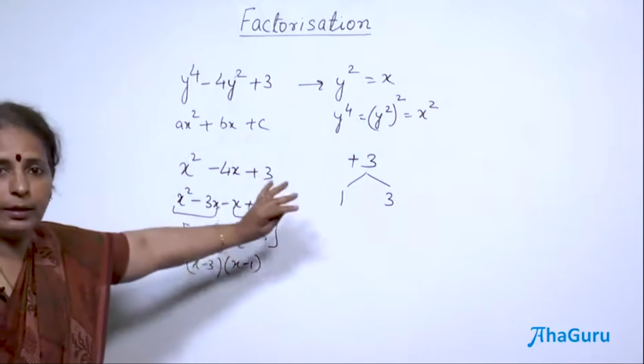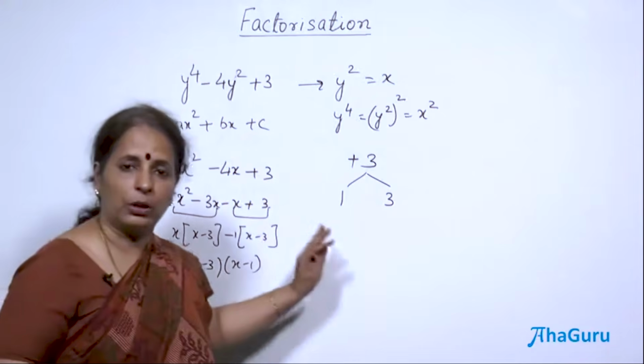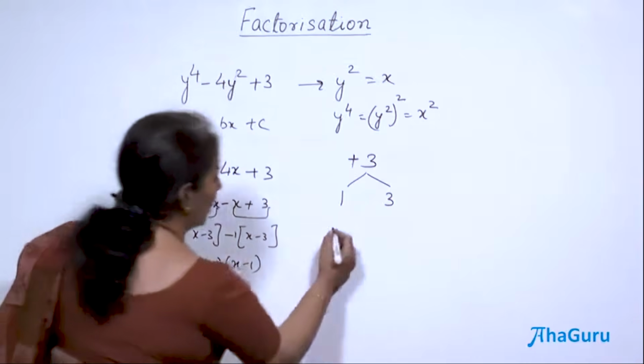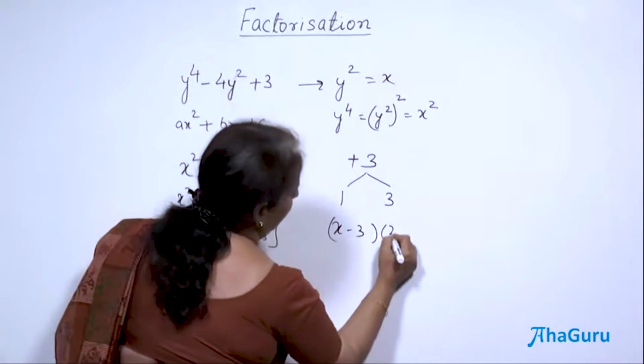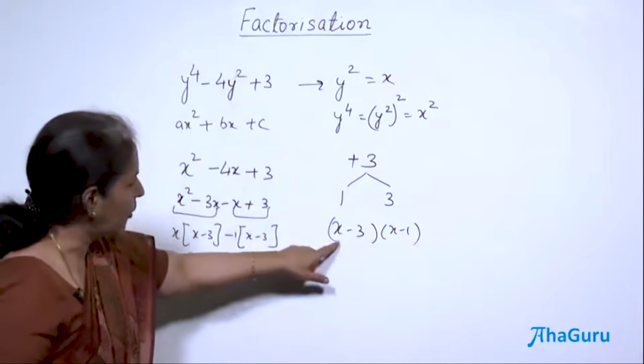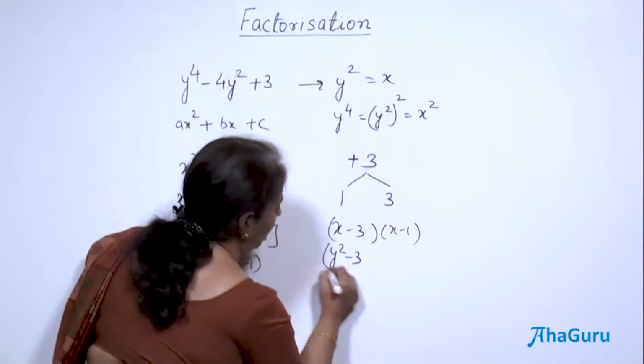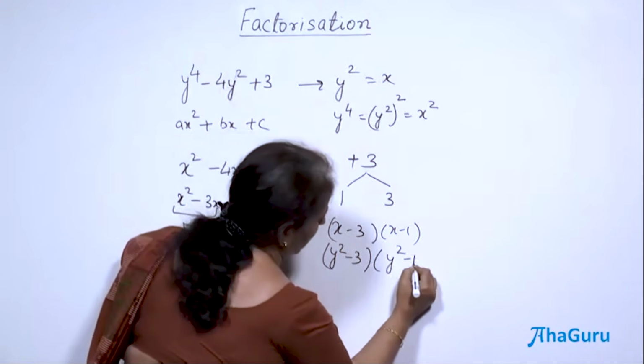I cannot leave the answer here. x is not there in the question at all. It has been my assumption. So how can I leave it like that? Let me go back and put it. The answer was x minus 3 and x minus 1. So what is x actually? y square. So let me put it here: y square minus 3, y square minus 1.